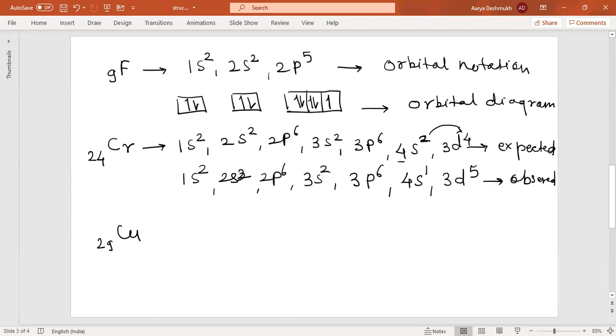And why is this happening? This is just to get the more stable electronic configuration. Now remember, each and every atom will try to be stable. The maximum capacity of this d orbital is 10. So when it is half filled, it would be more stable than this, which is with the 3d4.